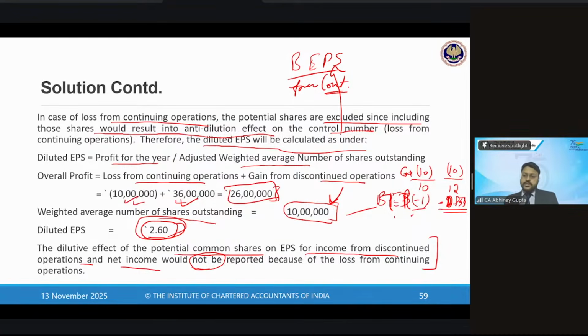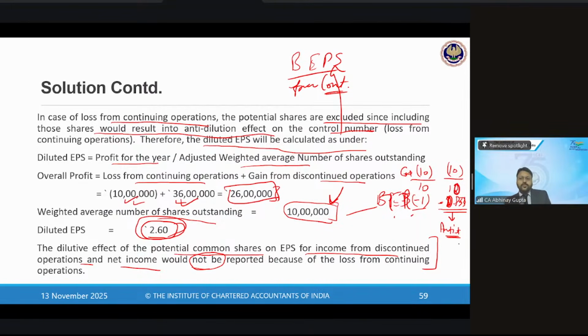Less loss. So if I have 1 rupee loss per share as a basic loss per share and 0.8 rupees loss per share as a diluted loss per share, then is it dilutive or anti-dilutive? Anti-dilutive. It is less loss, so anti-dilutive. Now the standard has a clear rule book. If it is anti-dilutive, we need to simply ignore this adjustment. So what adjustment did we make? 2 lakh shares. So we will make it back to 10.